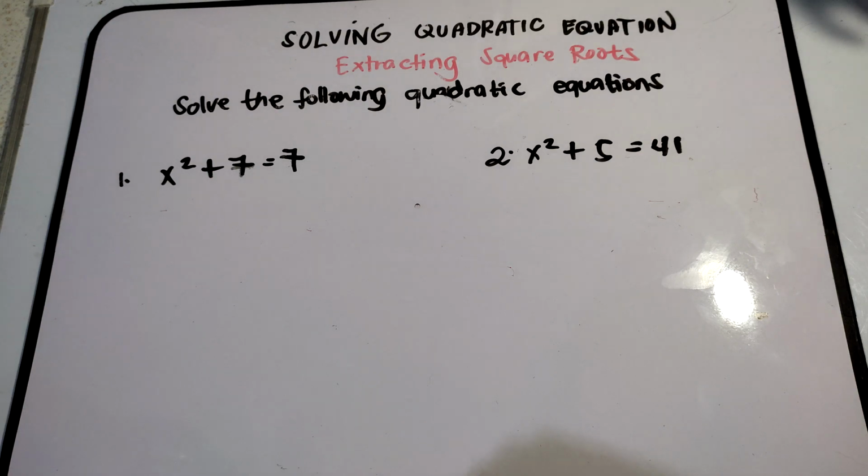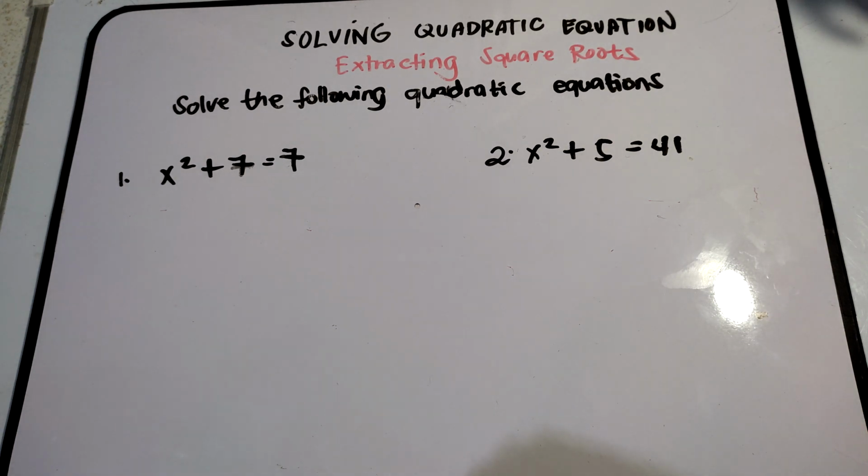Let's proceed. Okay class, so our topic is solving quadratic equations by extracting square roots. Why do we need to solve for the quadratic equation? So basically, we need to solve for it for us to know the value of the variables in the equation. So, number 1, x squared plus 7 is equal to 7. In example number 1, we need to know how we can isolate the number with variable to the other side.